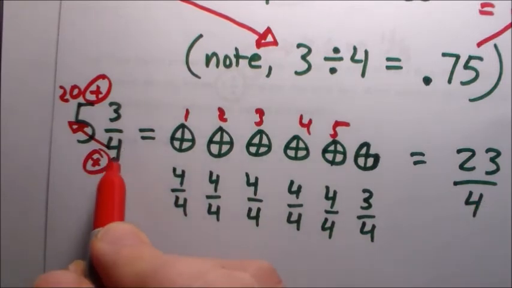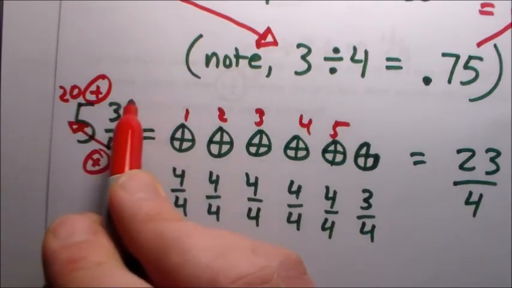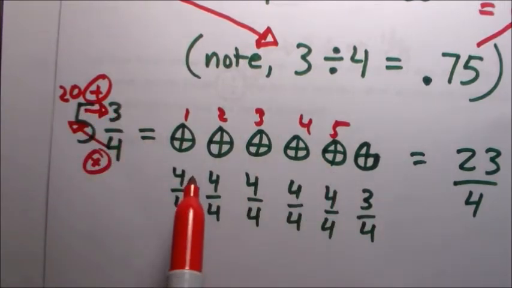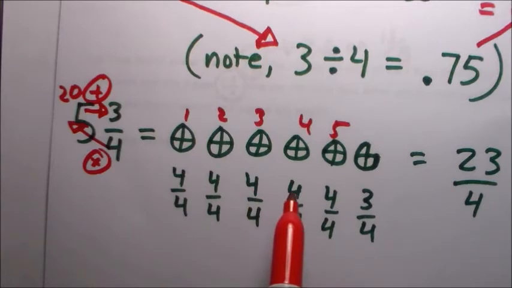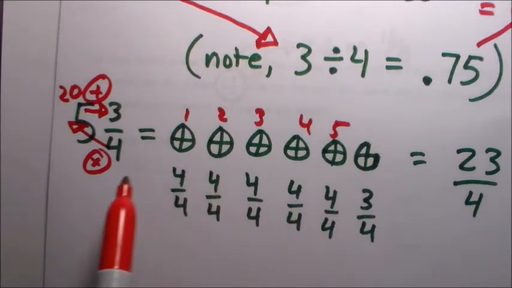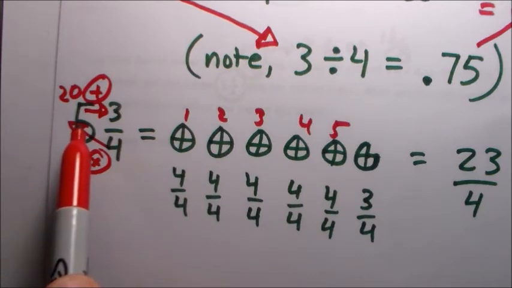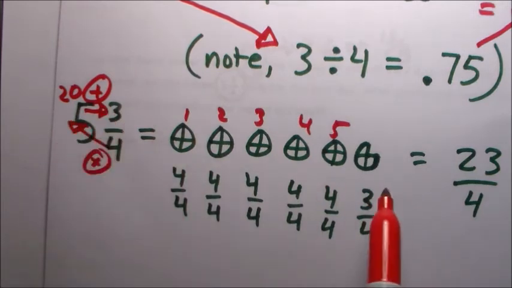You get it? The algorithm is multiplication that way, addition going that way, which makes sense because you have 4 quarters plus 4 quarters plus 4 quarters plus 4 quarters plus 4 quarters. How many 4 quarters do you have? You have it 5 times, 5 wholes. 4 times that is 20 plus 3 plus the other one gets you 23/4.